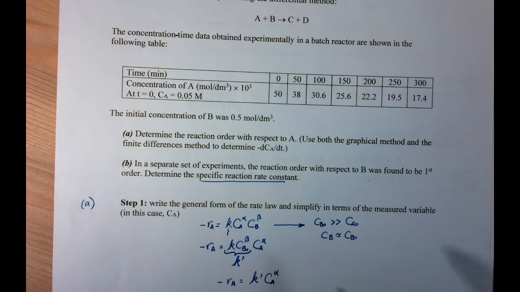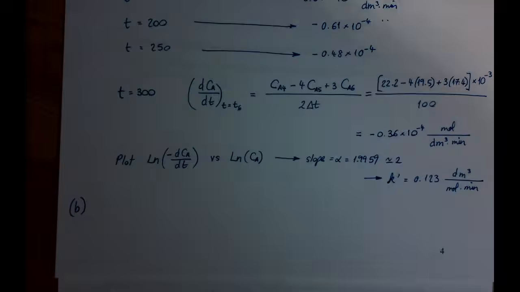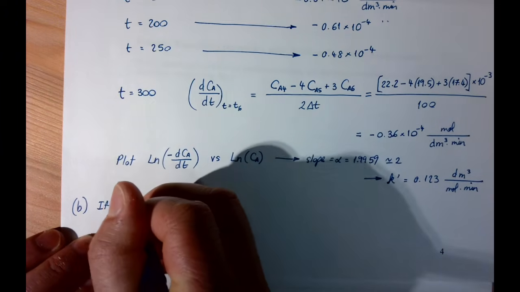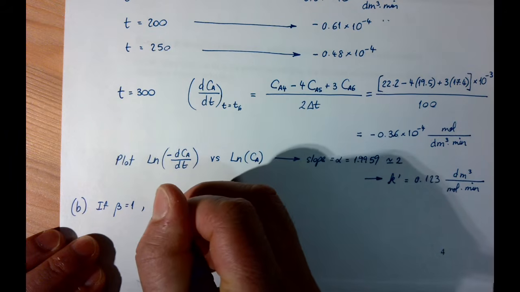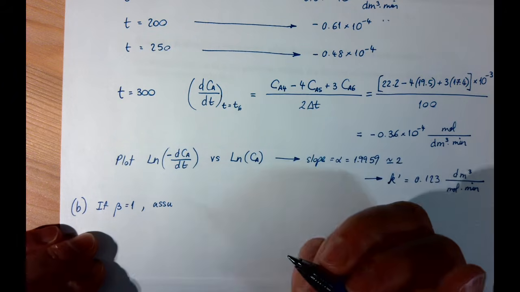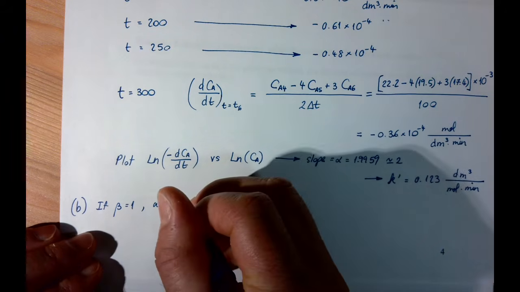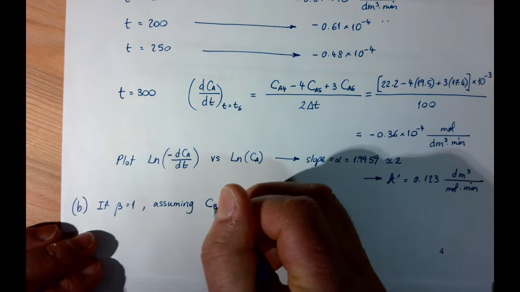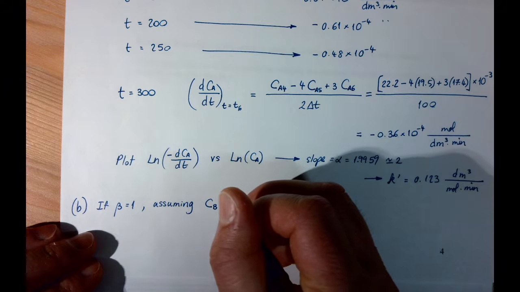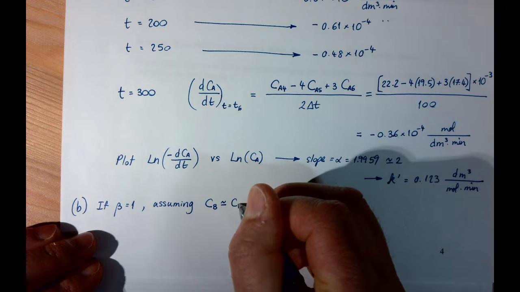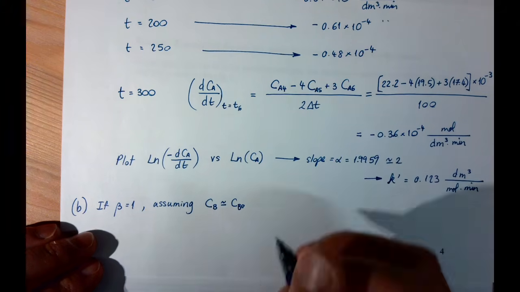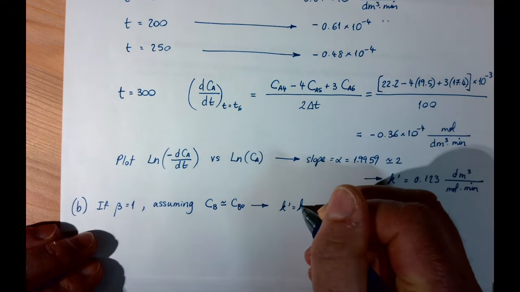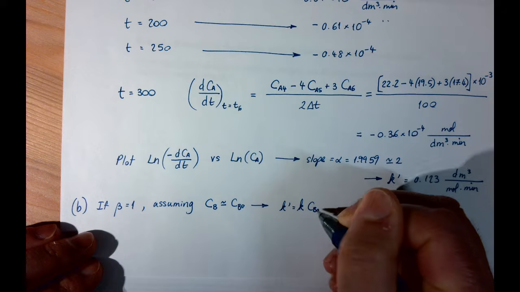So beta is 1. If beta is 1, and we're assuming still that because CB naught is so much higher than CA naught, we're assuming that CB over time does not change very much and it's approximately equal to CB naught. So from there, we can then say K prime is equal to K times CB naught.